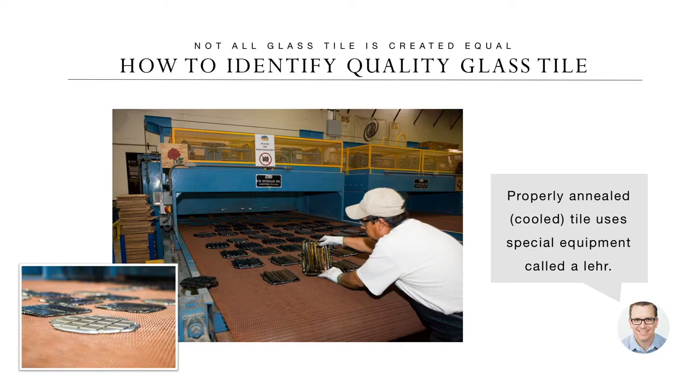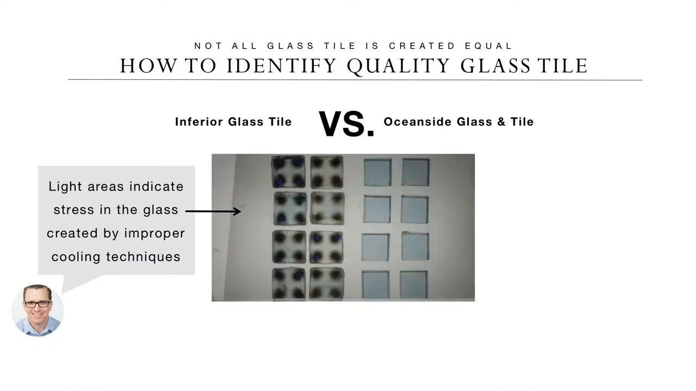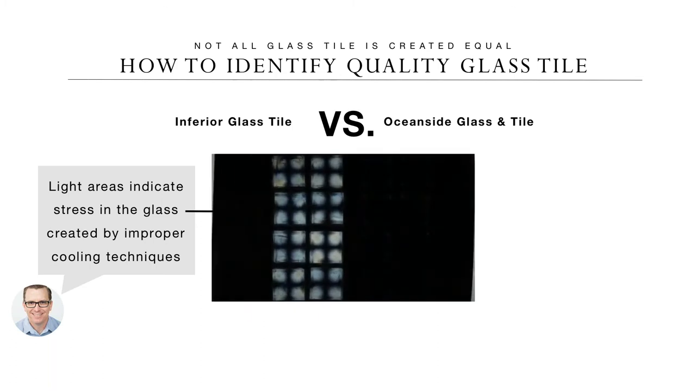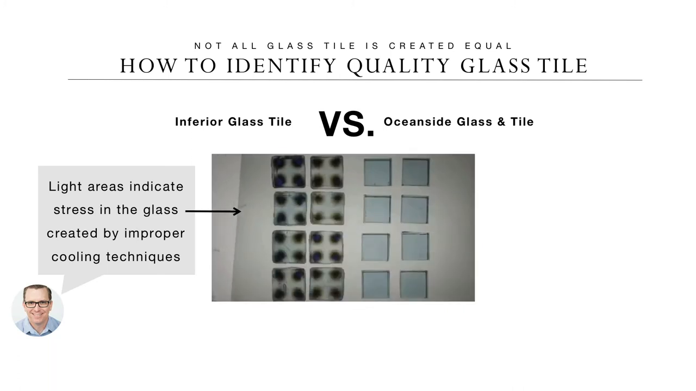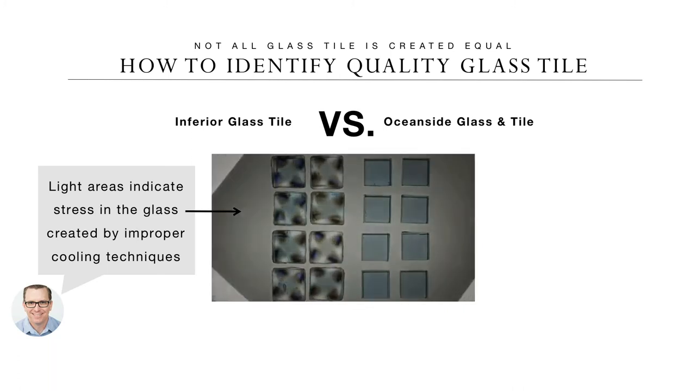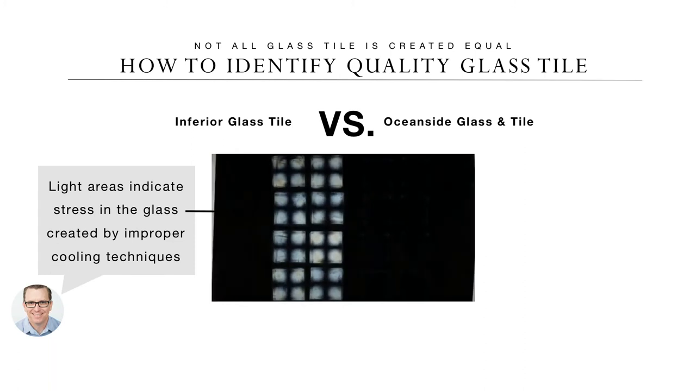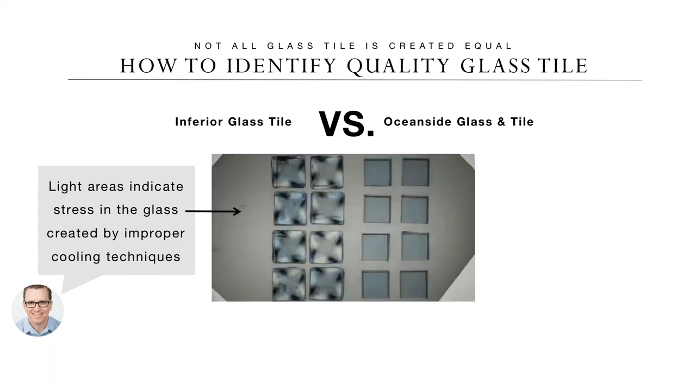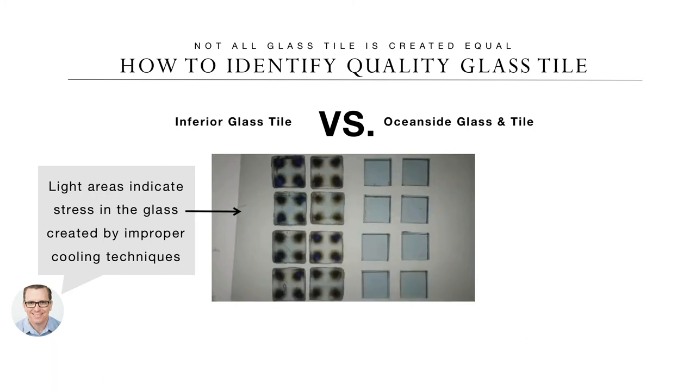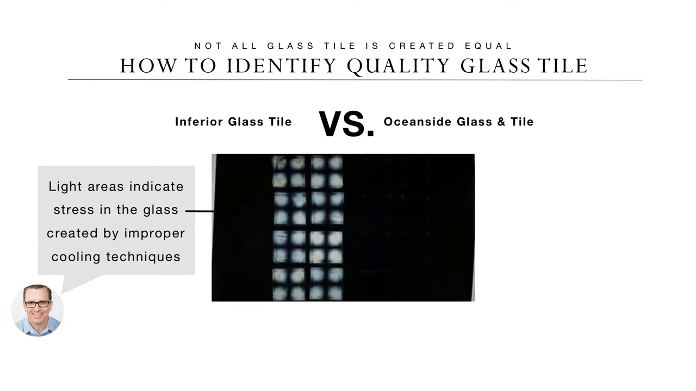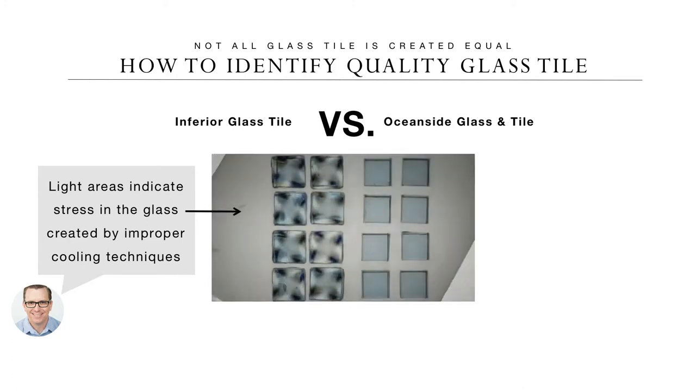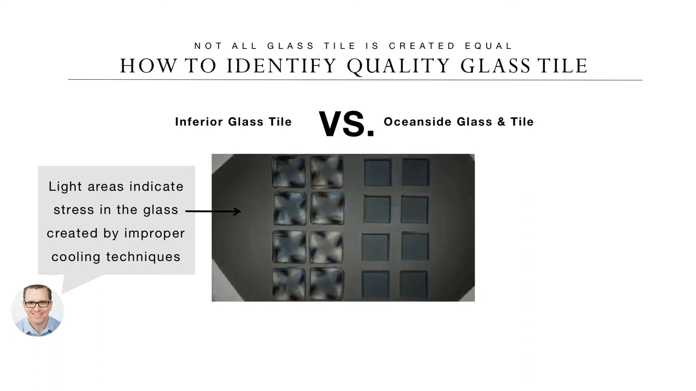We can show you a little demonstration here of what some tile looks like when it's annealed versus not annealed. This demonstration shows the tile under some polar plastic with a light source behind the tile. We have a piece of equipment at our factory called a polariscope, which is much more complex than this little setup here. But what this simple demonstration does is visibly represent the residual stress within the material. You can see this tile on the left has not been properly annealed. The material on the right has. It's our material that's been through the annealing process in the lear.